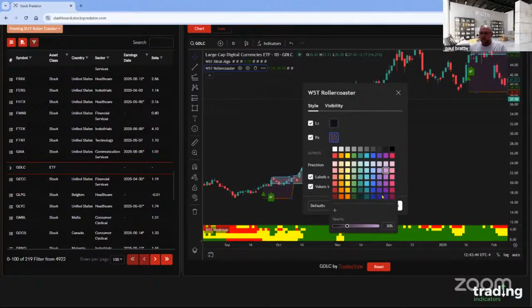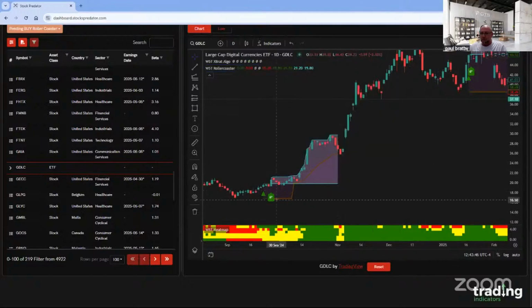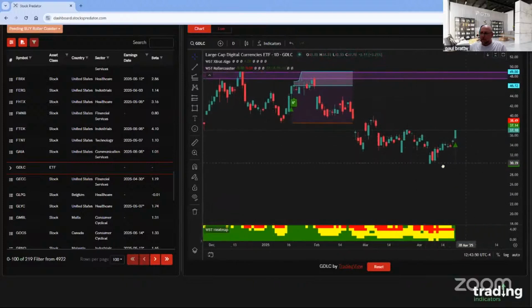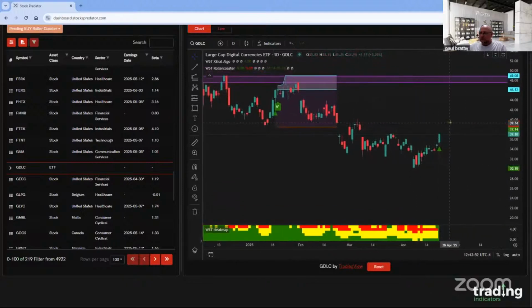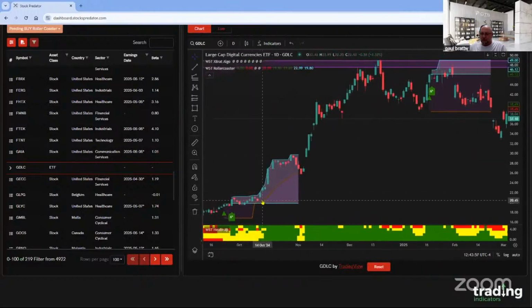We'll go light purple there. Click OK. So we can see this. What will happen is we've got enough room there. If that keeps going, we'll see that print all the way up here. So once that comes through that original entry, that's locking in profit. And that's what we do with something like this.